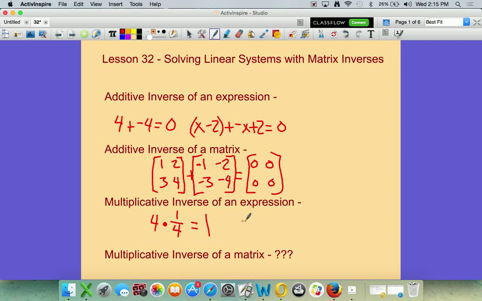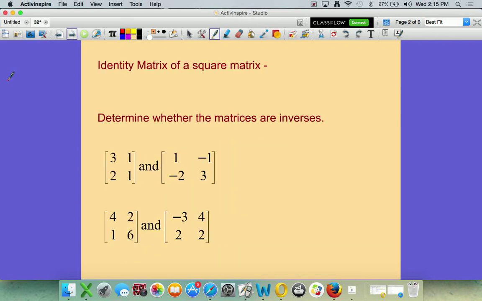So if we had x minus 2, what are we going to multiply that by to get a 1? Well, it's just the reciprocal of this, which would be 1 over x minus 2. Okay, now the question is, can we do that to find the multiplicative inverse of a matrix? And the answer is no. There is a new process to be able to find the inverse of a matrix, which we will go over in just a second.